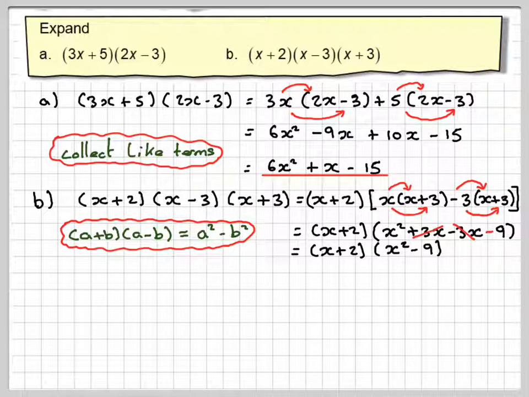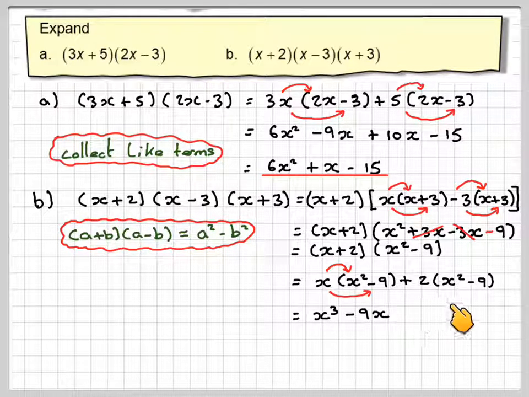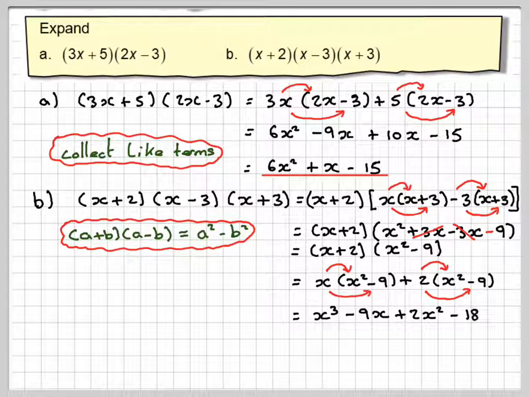Now we're going to expand this and this, so we're going to do x times x squared minus 9 plus 2 times x squared minus 9. So x times x squared was going to give me x cubed. x times minus 9 gives me minus 9x, plus 2 times x squared, which gives me 2x squared, and then 2 times minus 9 gives me minus 18.